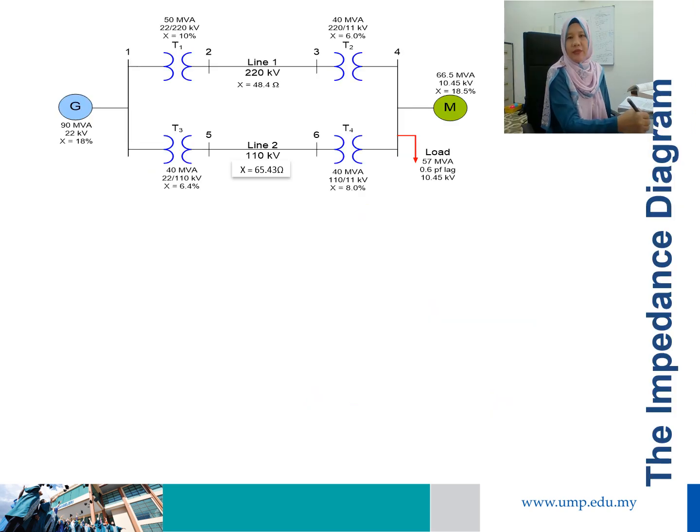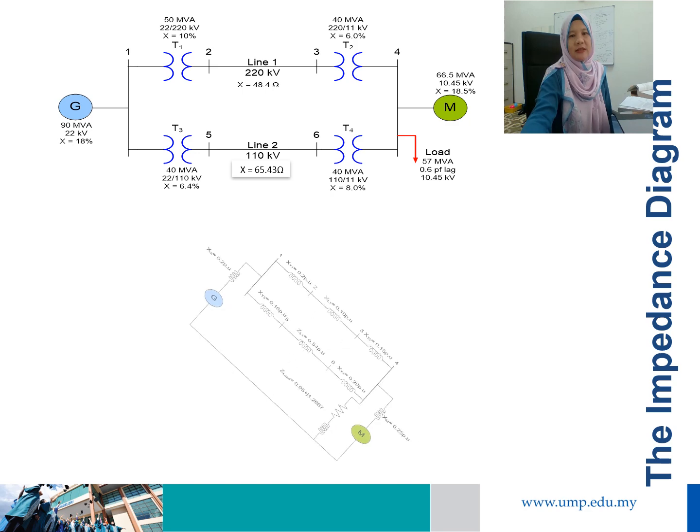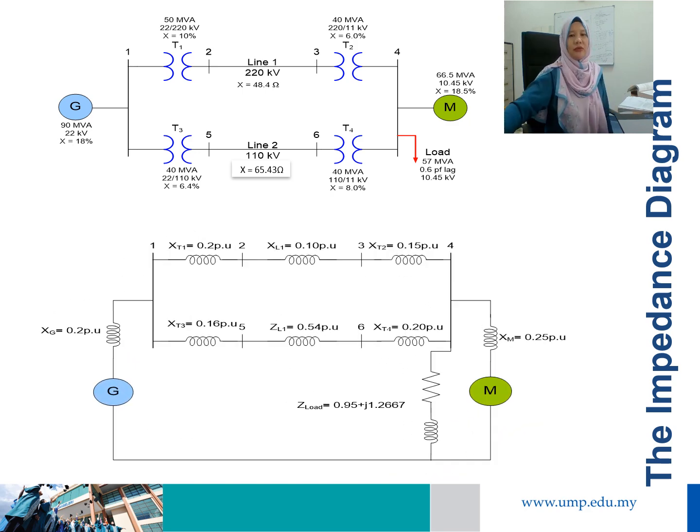And finally, we need to draw the per unit impedance diagram. So from the per unit calculation that we have done earlier, this is the per unit impedance diagram for the single line diagram in this example.